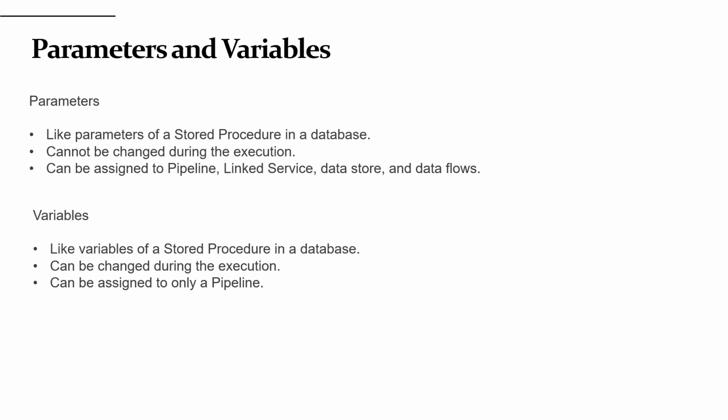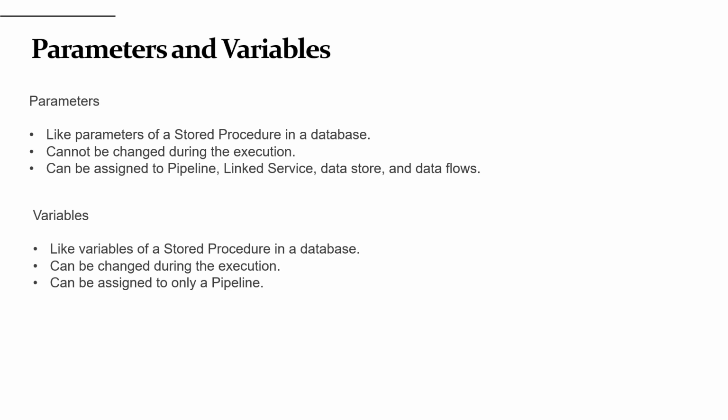Similarly in ADF, you can have different folder names that you want to copy files from, and you can give those as parameters. The thing is that you cannot change those parameters during the execution of the pipeline. So we can parameterize in ADF the pipeline, the linked service that we saw, even the data store, basically from where we get data, and the data flow. So all these things can be parameterized.